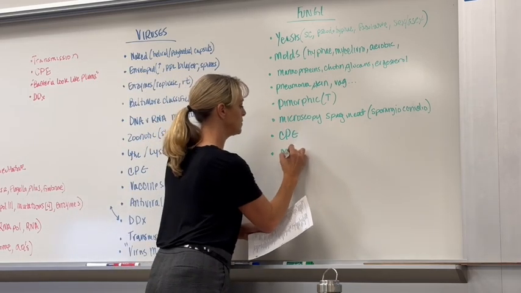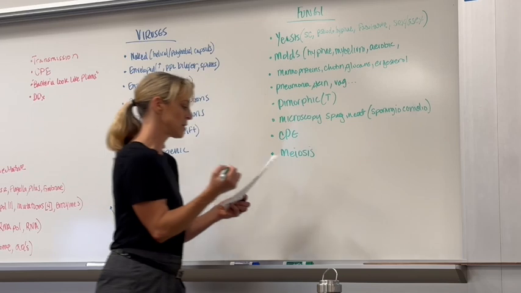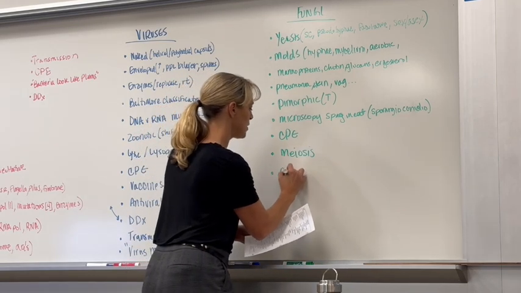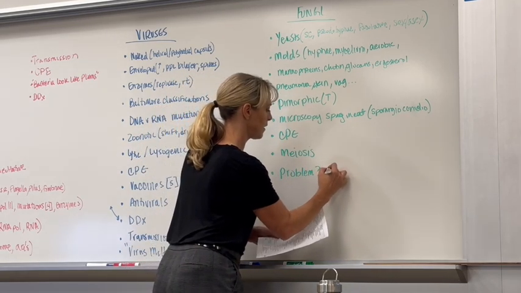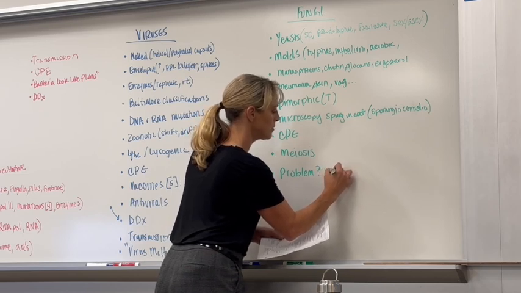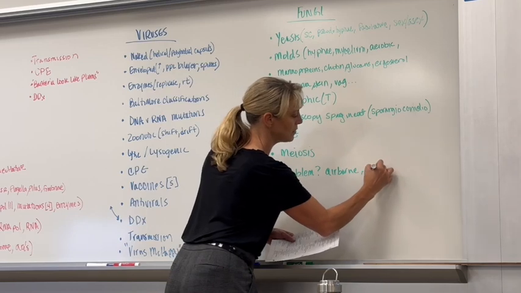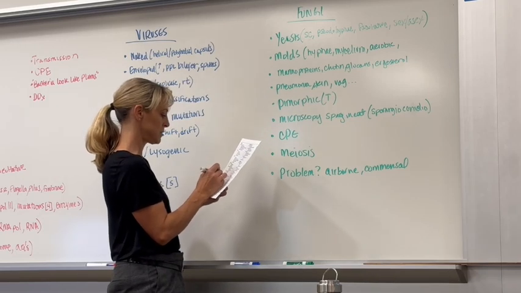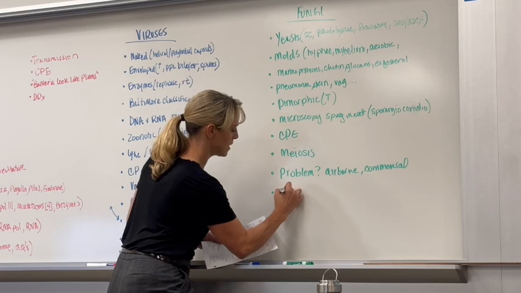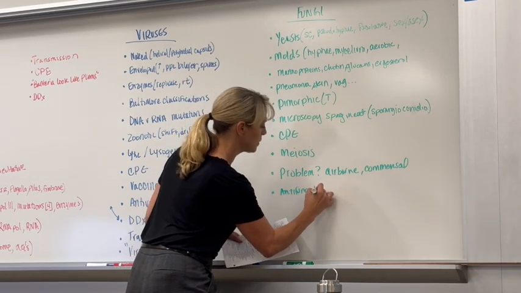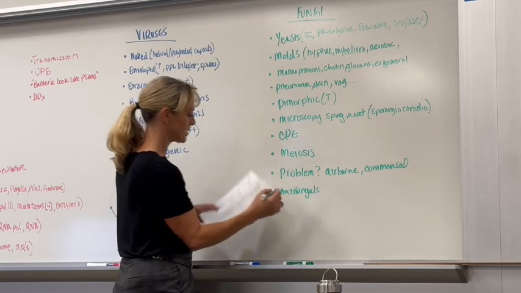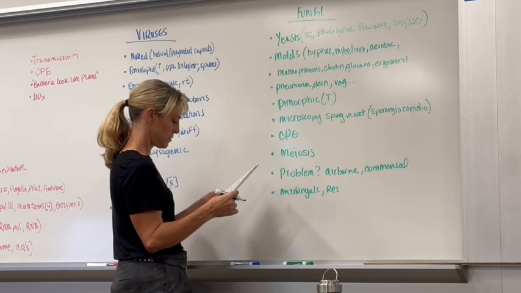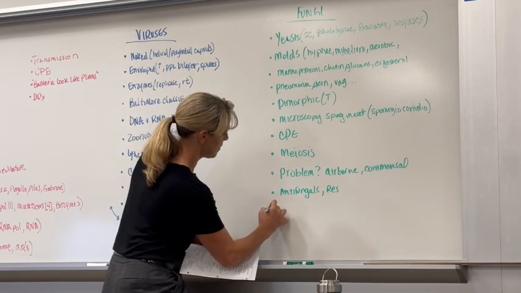Here we first talked about meiosis because we talked about sexual reproduction. We talked about the problem with fungi being that they are airborne and they're commensal, they're everywhere. So then know your antifungals, which we went through together. I'll show you the thing of it. Antifungal resistance. Anything else? Mycopad.